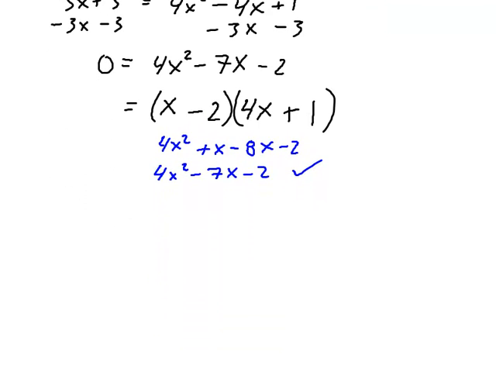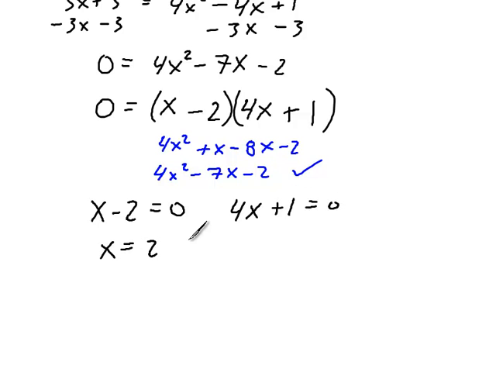Now, our last step is to use the zero product principle. So we have it factored. That means x minus 2 is 0, or 4x plus 1 is 0, which means x is 2, or x is negative 1/4 by subtracting the 1 and then dividing by 4.